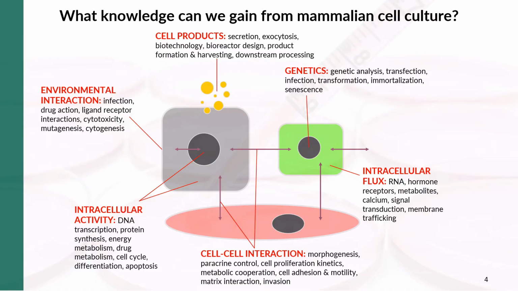You can actually study the genetic makeup of the mammalian cells in order to understand their structure, function, and also regulation. You can use cells to be transfected, which means that you introduce foreign genetic materials such as DNA or RNA molecules into these cells, and you can study a lot of things from it. You can also do transformation, where you transform these mammalian cells so that they are able to proliferate indefinitely.